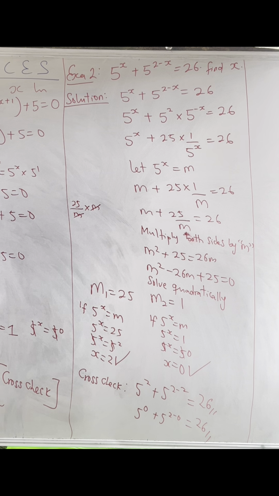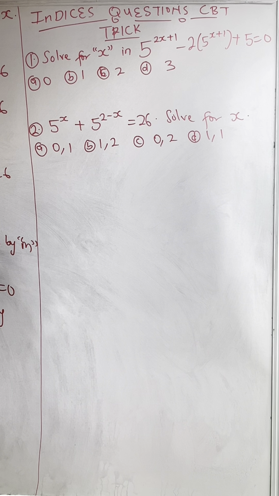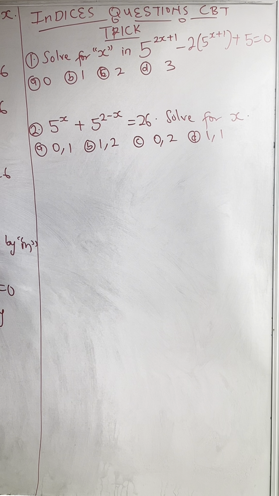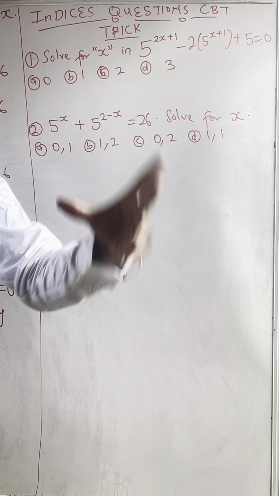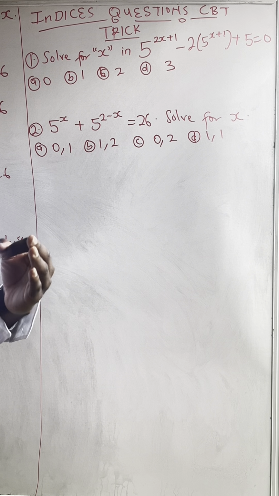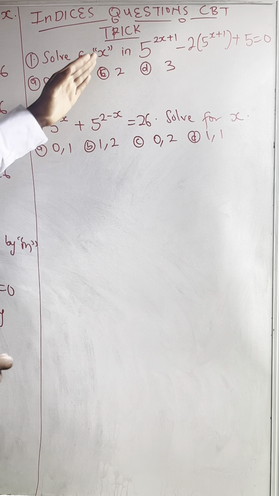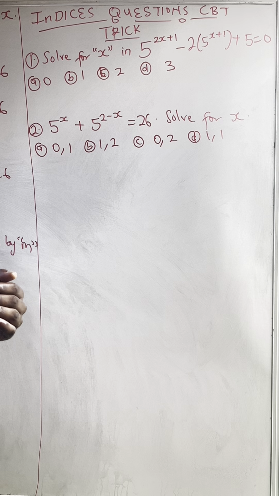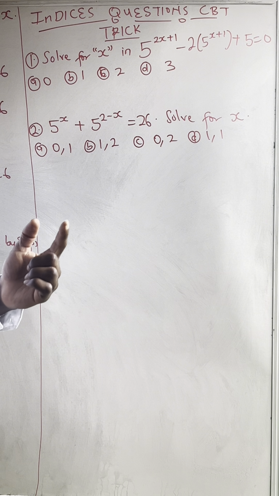Is also correct. Guys, for the sake of those that will be doing CBT exam, indices question, CBT trick. Now, let me tell you something. These questions, if you see them in CBT, computer-based test exam, you don't need to use the add method to solve it. You are only to use the add method if you are doing a written exam. Now, if you see this type of question in CBT, what can you do? What you can do is very simple. You will just use the trick. The trick is very simple.